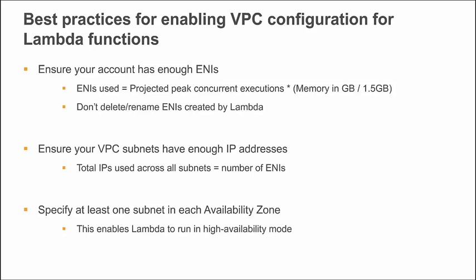So make sure you have enough ENIs, and also enough IPs within the subnet. And Lambda counts the IPs across all the subnets that it is provided. So if you have 50 each in 3 different subnets, then that counts as a total of 150 IPs. On that point, we do recommend that you specify at least one subnet in each availability zone. This allows Lambda to run in the high availability mode, where even if one availability zone is lost, Lambda can still execute your functions with zero impact to your workload in the other availability zones.